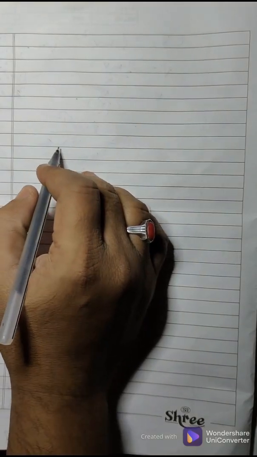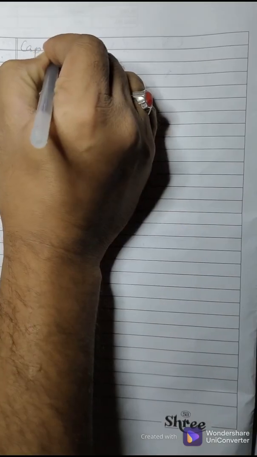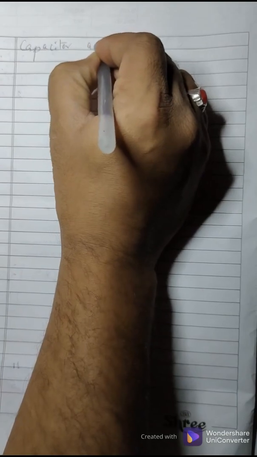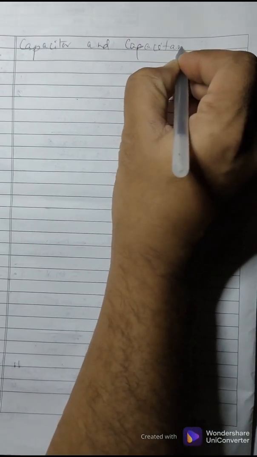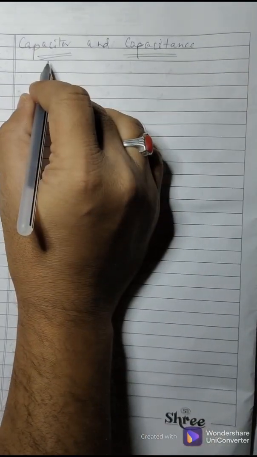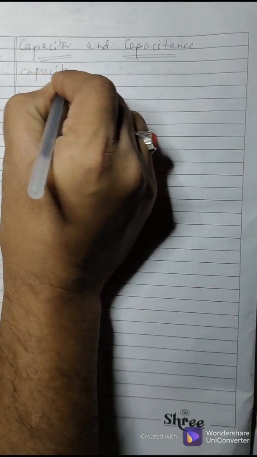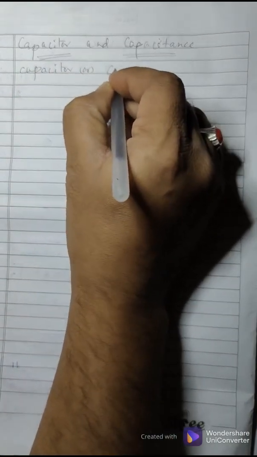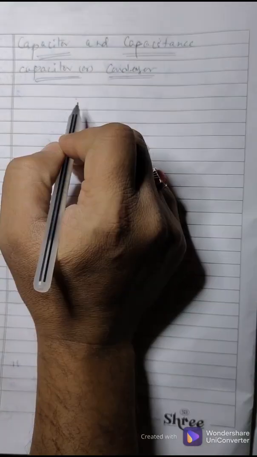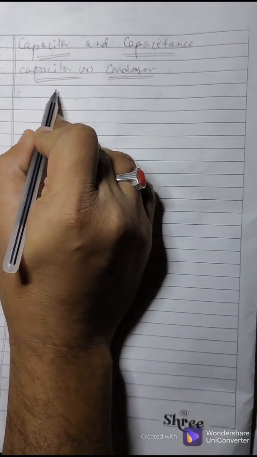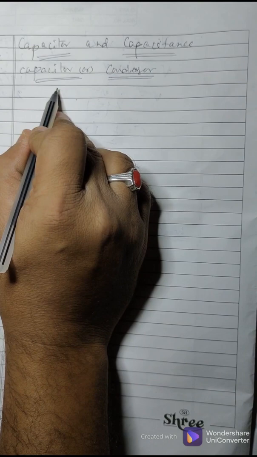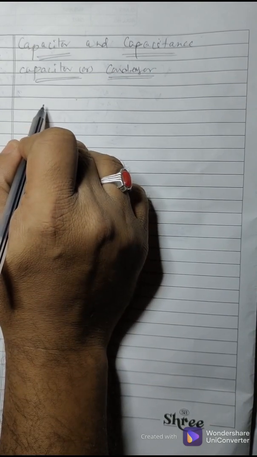In this video, we are going to discuss the capacitor and capacitance. What is a capacitor? A capacitor can also be called a condenser. A capacitor is a device which is used to store electrical energy.